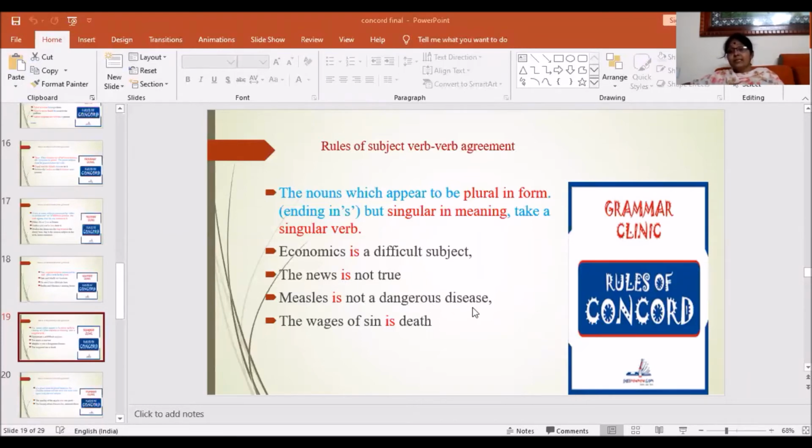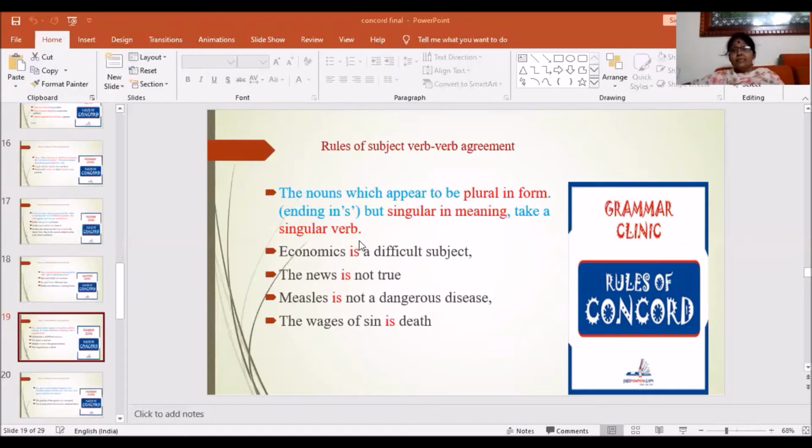Measles is not a dangerous disease. Measles looks like plural, but generally if it ends with S, we think that it is plural, right? But it is singular in meaning. So we have to have our verb in singular. The wages of sin is death, right? So what do we understand? The nouns which appear to be plural in form, but singular in meaning, take a singular verb, right?